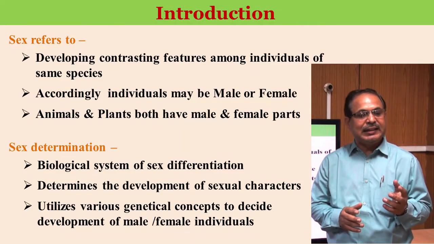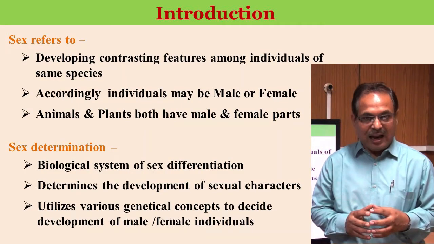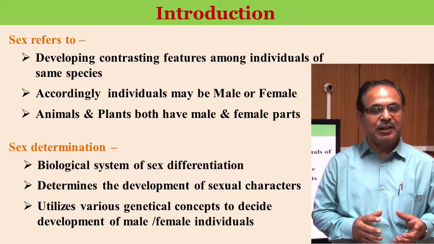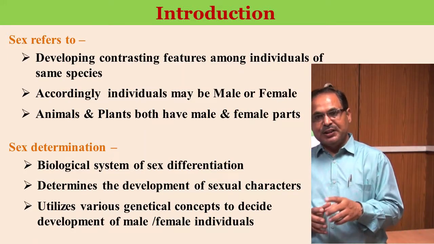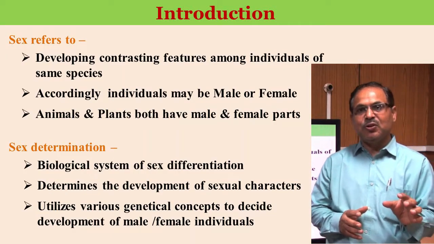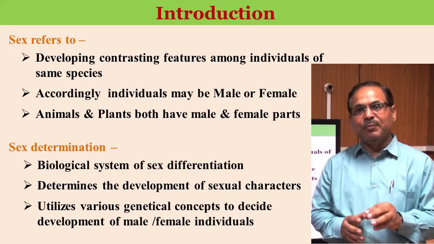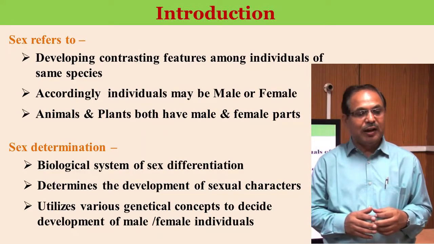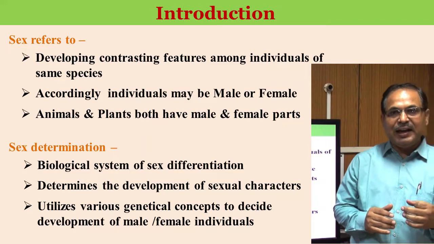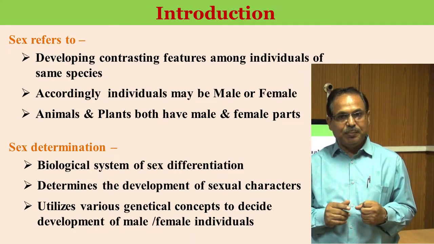So what is sex? It refers to the contrasting features among the individuals of the same species. Accordingly, with the presence of different sex organs in individuals, they may be either male or female. These two organs are present in different individuals in most animals, but there are certain examples where both the male and female sex organs are present in the same individual, like in the earthworm. In animals and plants as well, the male and female parts are essential to be utilized during sexual reproduction.